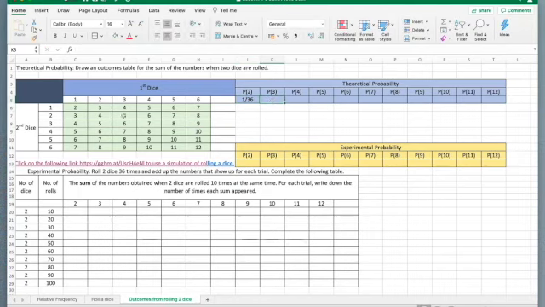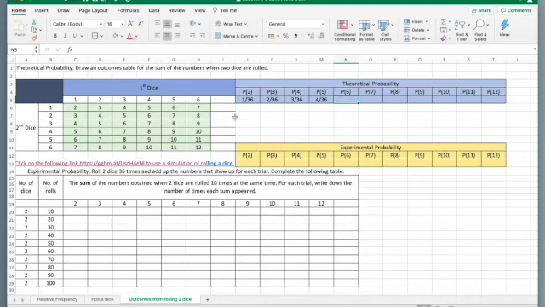Then for the 3, there's a 3 here and there's another 3 there. So there are 2 of these out of a total of 36. So the answer is 2 out of 36. Then for the 4, there is a 4 there, there's another 4 there, there's another 4 there, altogether 3. So that's 3 out of 36. Then a 5, there's a 5, 5, 5, 5, 4 of them. So that's 4 out of 36.